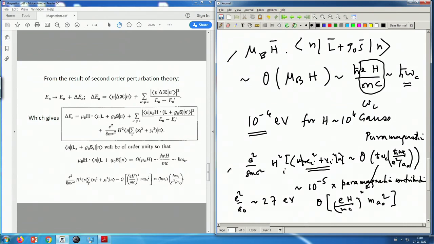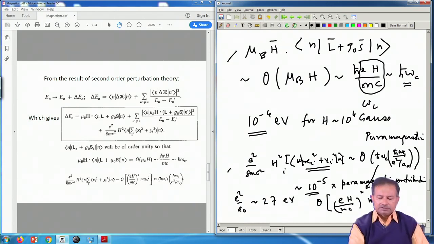So, either way if you calculate, whichever way you like, you will find that this energy is about 10 to the minus 5 times the paramagnetic contribution. So, that means what? That means if you have a magnetic system that gives you a paramagnetic contribution, there is no point in calculating this term.